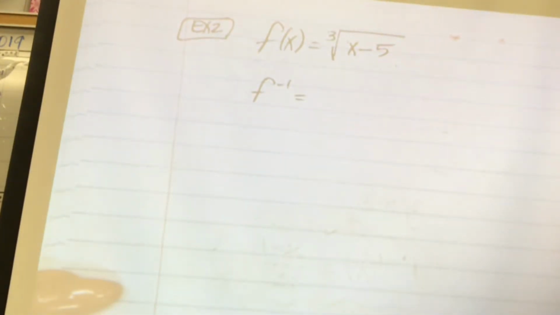We say f of x is equal to the cube root of x minus 5. They want me to find the inverse. First thing I'm going to do, what should I do first?